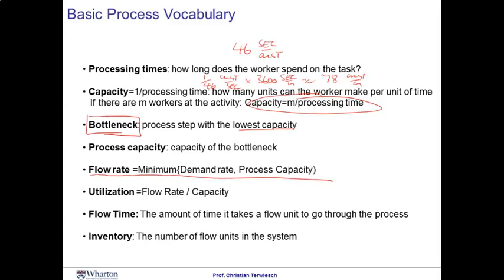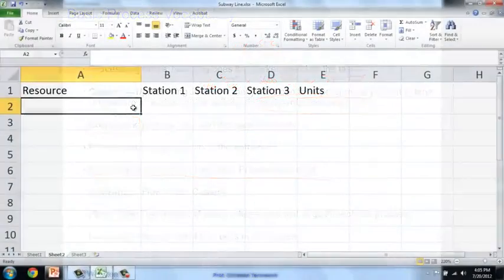We can then compute the utilization of a resource as a ratio between the flow rate and the capacity. Now remember, the flow rate captures the flow, meaning it captures how much work a resource is currently doing, versus a capacity, which really measures how much work the resource could be doing if it worked all out. Just to reiterate, we already had defined in a previous session the flow time, the time it takes a flow unit to go through the process, and the inventory, the number of flow units in the system. Now let's jump to Excel and practice our new definitions.